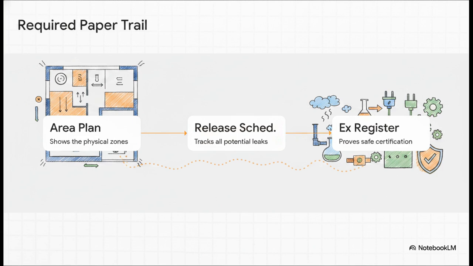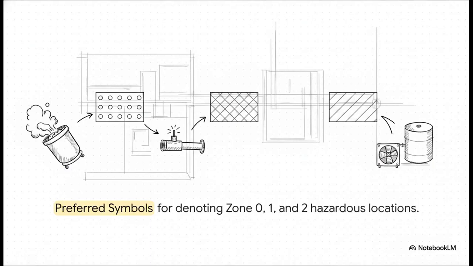Step 1 is the hazardous area plan. Step 2 is the source of release schedule. And Step 3 is the X equipment register. Let's break these down. First up is the hazardous area plan.